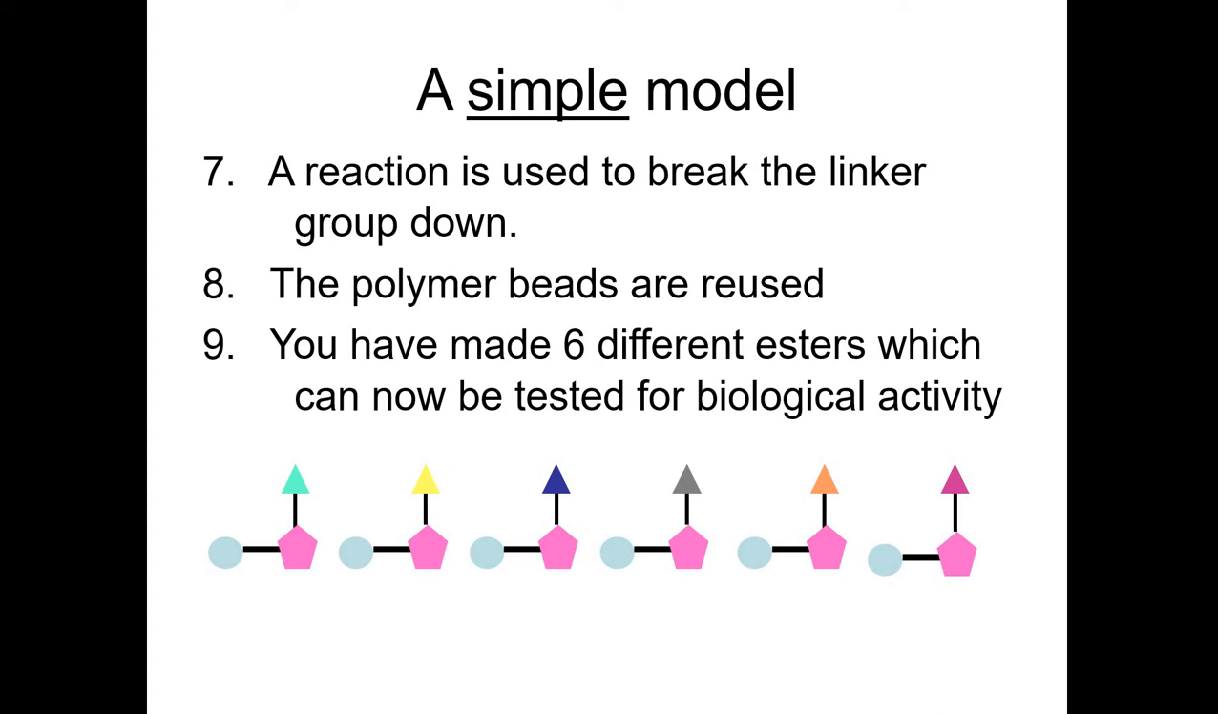You have 6 different esters which can be tested for biological activity. Actually it can be done again and again. That means it is also called automated parallel synthesis. Parallel synthesis it is called. Now we have these 6 different esters. Are you able to see?